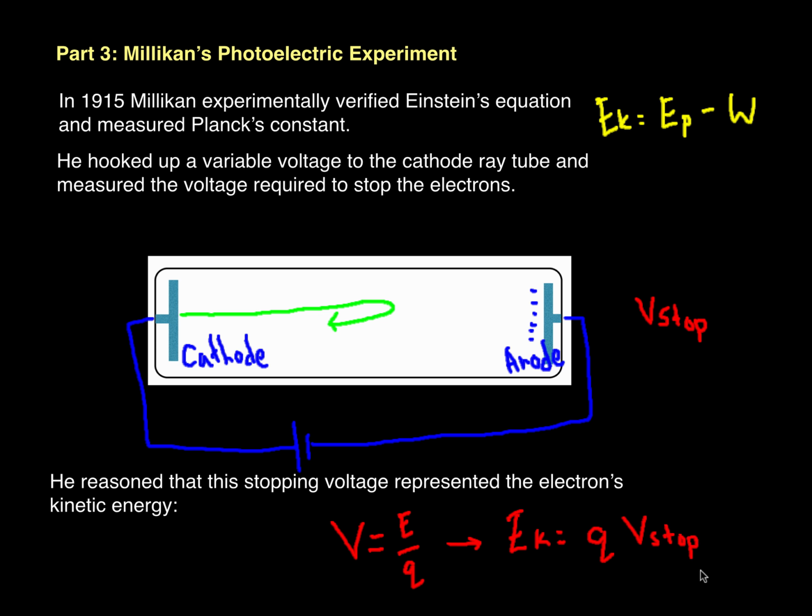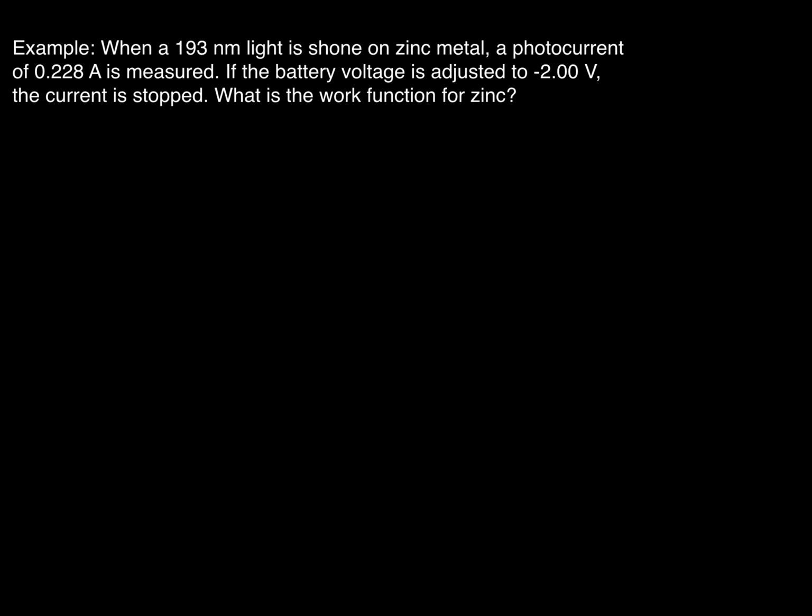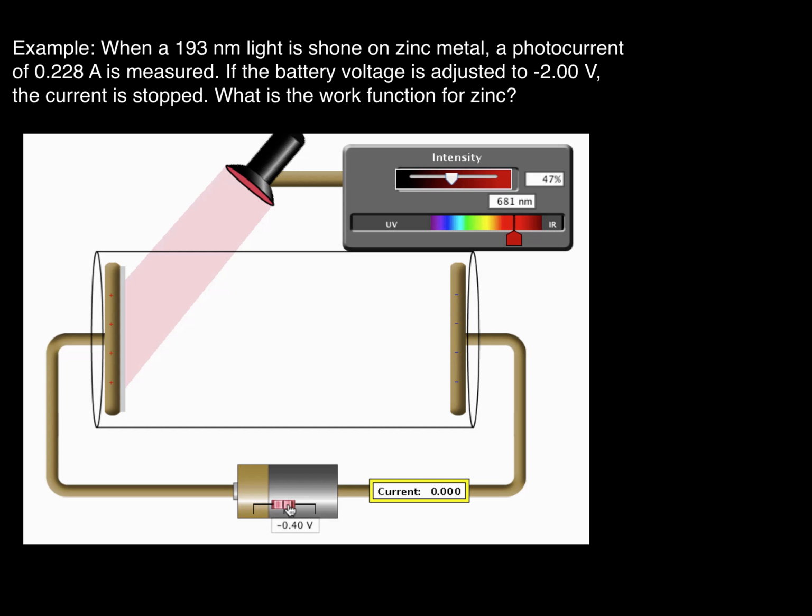EK equals Q V stop. For example, when 193 nanometer light is shone on zinc metal, a photocurrent of 0.228 amps is measured. If the battery voltage is adjusted to -2 volts, the current is stopped. What is the work function for zinc? Let's look at an animation that summarizes this.